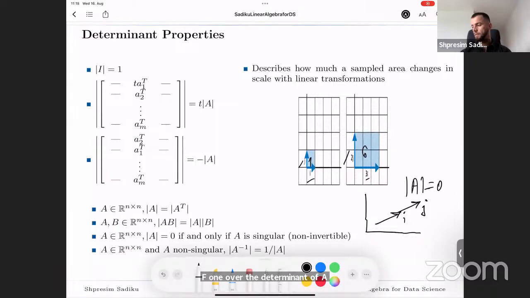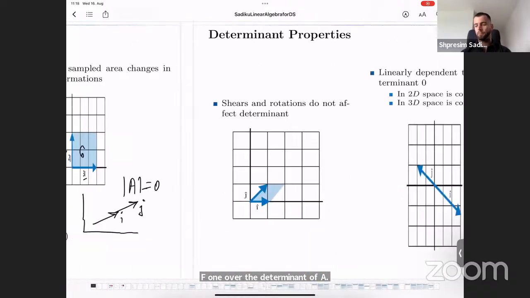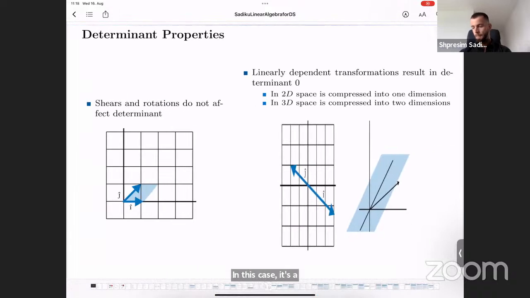So in this case, the determinant is 0. We have it already in this example, in the slide. Another property of the determinant is that shears and rotations do not affect the determinant.